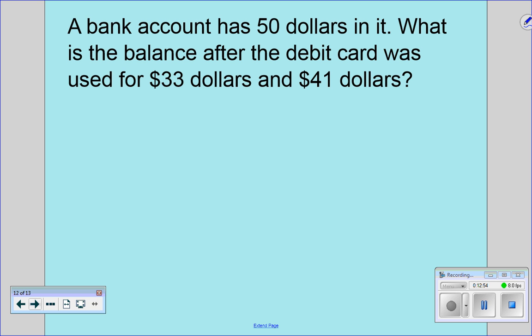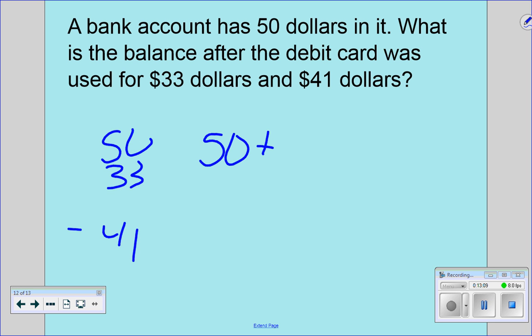Now, here's the thing. This is probably going to end up to be a negative number, which is fine. Some of you would try to do this. You would do 50 minus 33, and then you do minus 41 again. But a way you can do this, you can take 50 plus negative 33 plus negative 41. That's a way you can do it, so you add them all together. Anything today, there's a way you can solve by adding. So make sure you're looking at that.